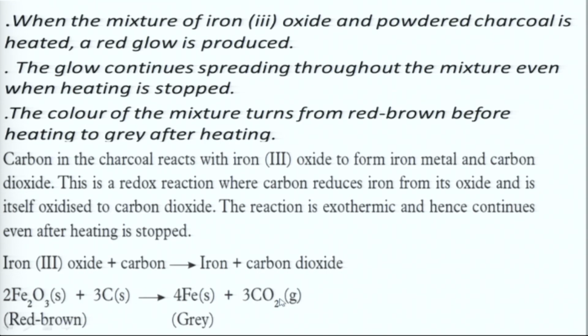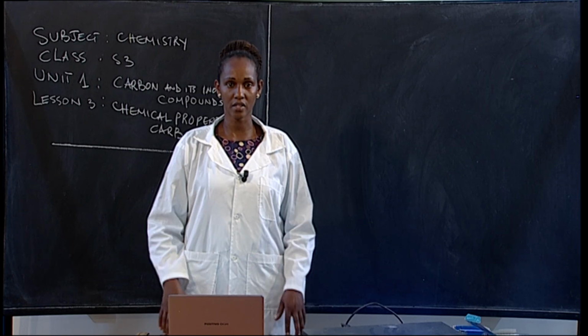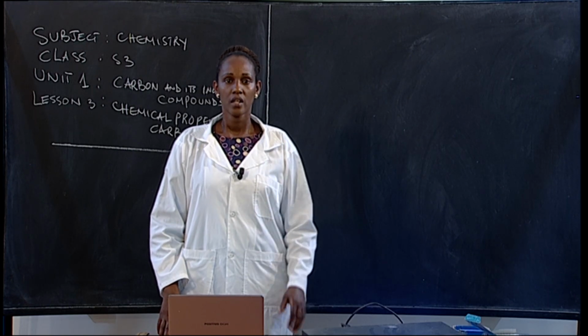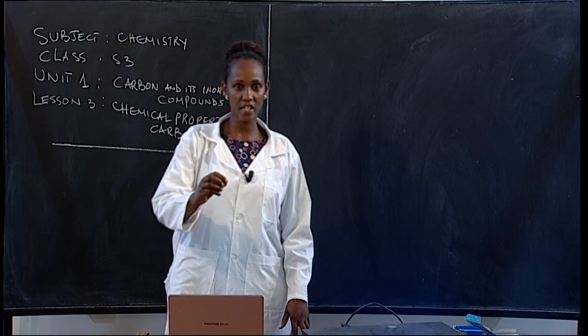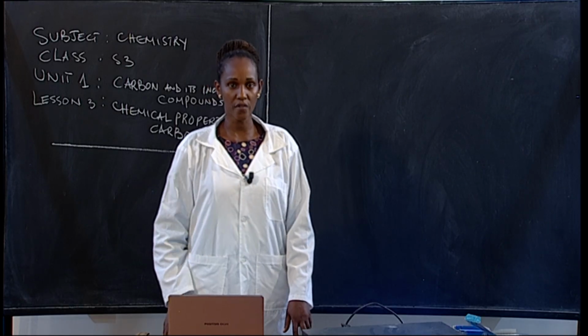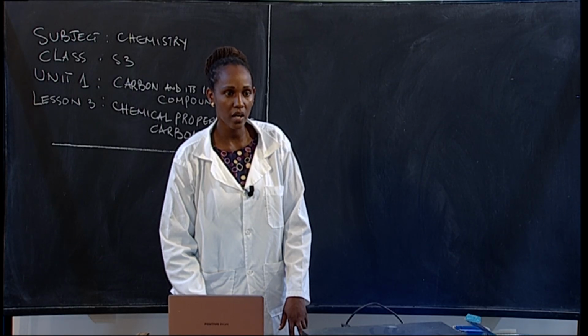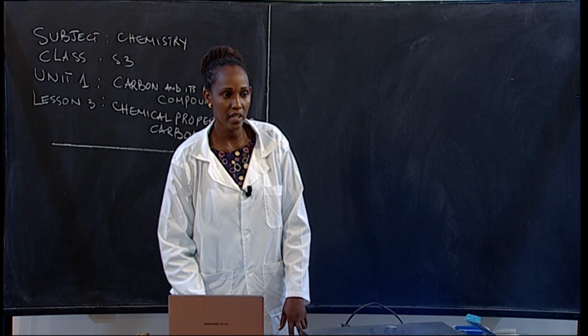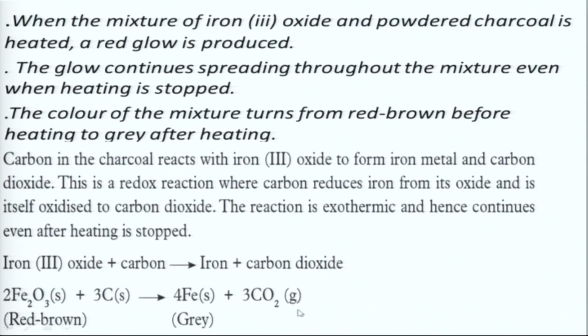What is oxidation? Oxidation is the addition of oxygen on a substance or an element. Then reduction is the removal of oxygen. Removal of oxygen, addition of oxygen. That's what we have there, the redox reaction. So iron has been reduced. Oxygen from iron here has been removed, and it left iron alone, and oxidized carbon here.